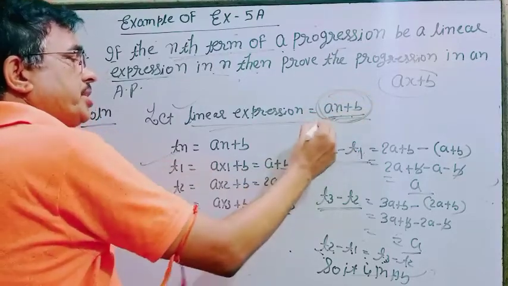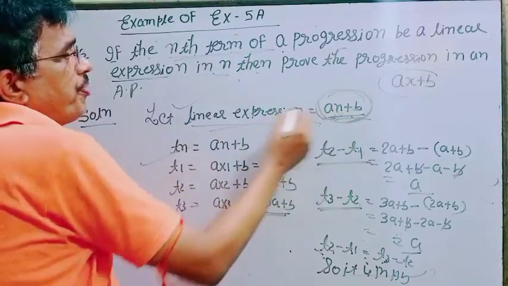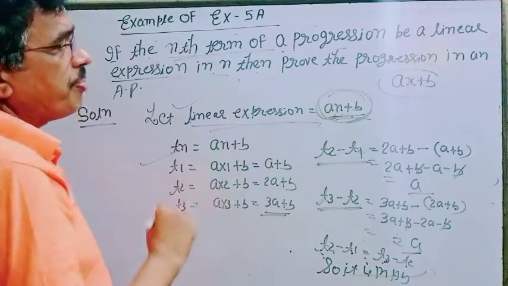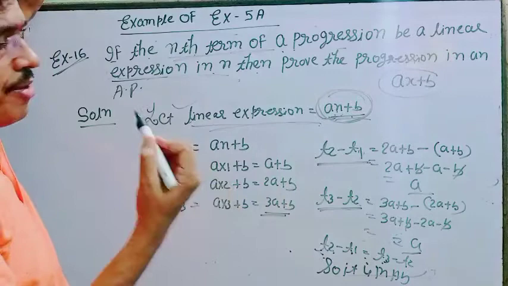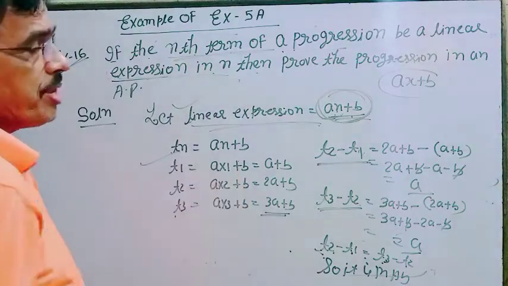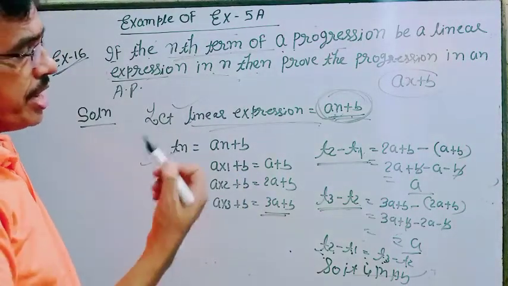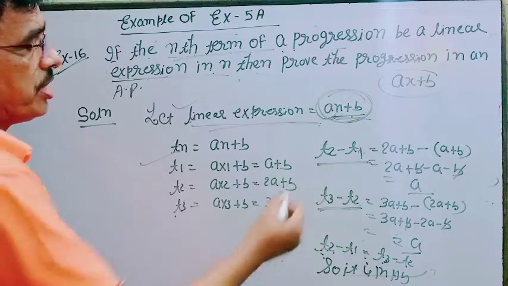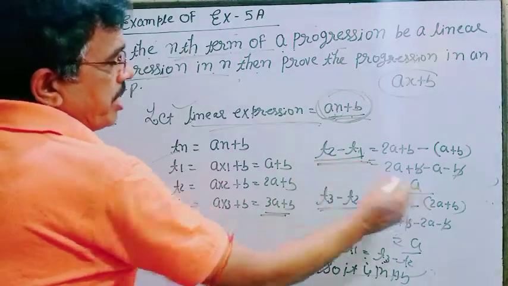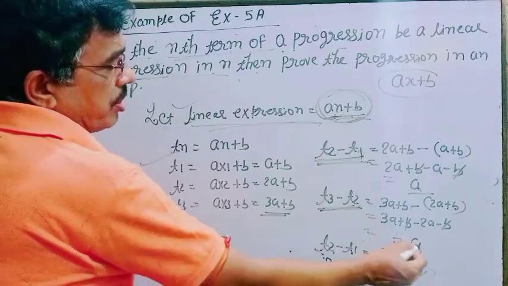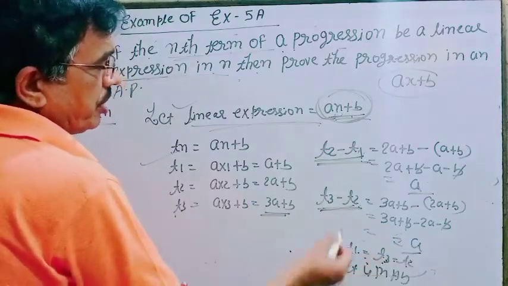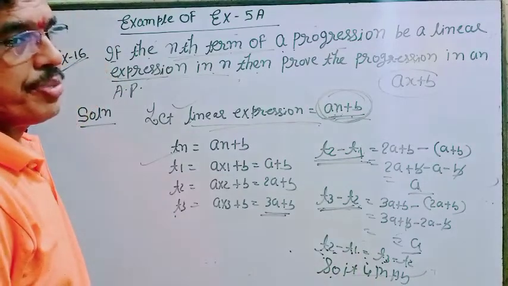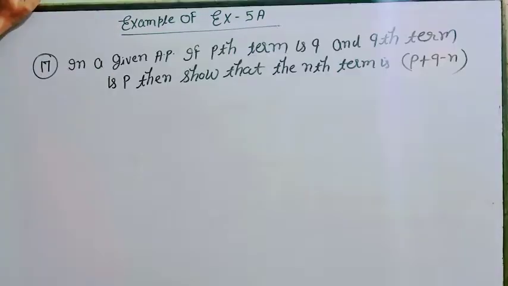If the nth term is of the form an plus b, then how to prove that it is in AP? It is only possible if you put the values of n as 1, 2, 3, and if you get the differences between two consecutive terms always equal, then it is clear that it is in AP. So the difference of two consecutive terms is a, and here the difference of two consecutive terms is also a. Then you write that T2 minus T1 is equal to T3 minus T2. So you can write it is in AP.